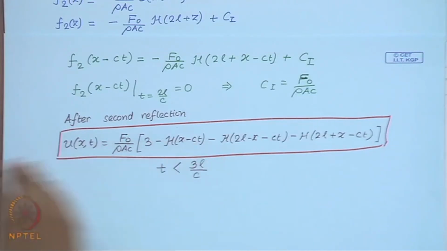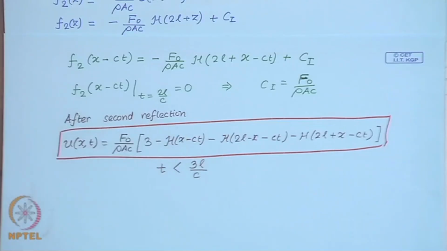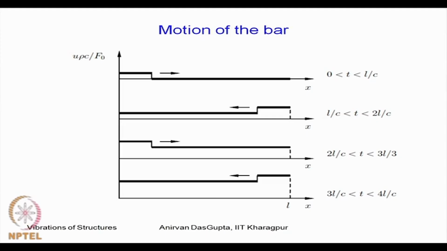Now, if you consider this solution and plot the propagation of this wave, then you will find that the motion of the bar is something like this. So, as soon as you give the impulse, the left end of the bar acquires a velocity, and because of this velocity a displacement wave follows.